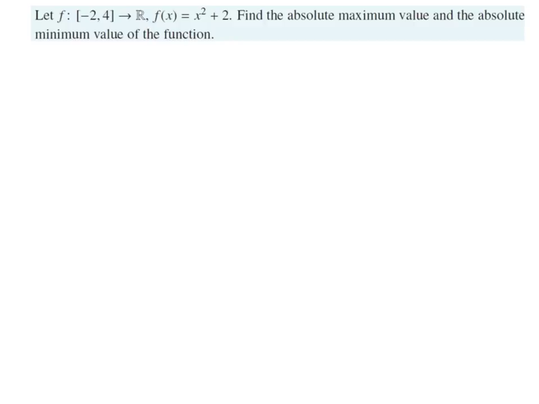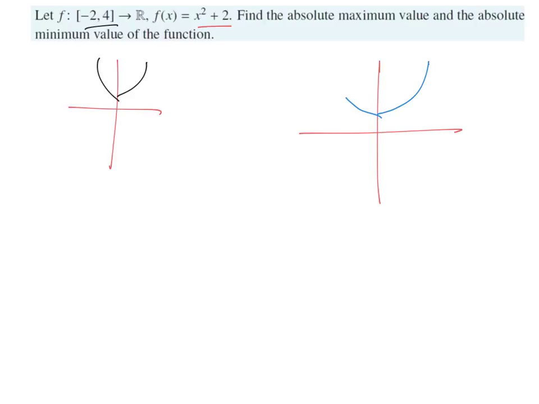Okay, so to give us an idea what this looks like, we're going to draw this x squared plus 2. So x squared plus 2 looks like that. But we're restricting the domain to negative 2 and 4. So it's going to look like this. We've got an endpoint here, we've got an endpoint here. Now, looking at that, we've got a minimum here at the turning point, and we've got a maximum.